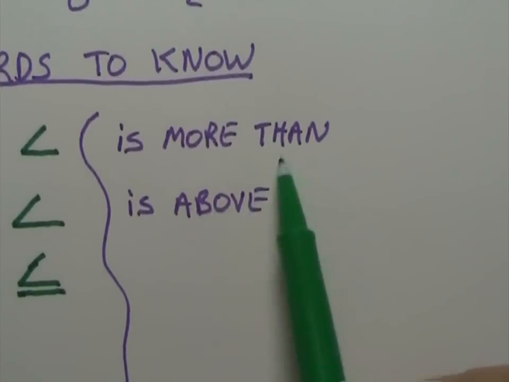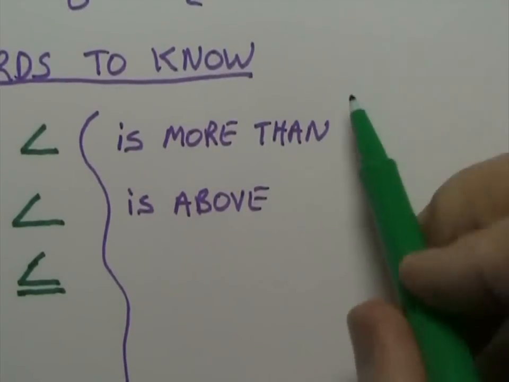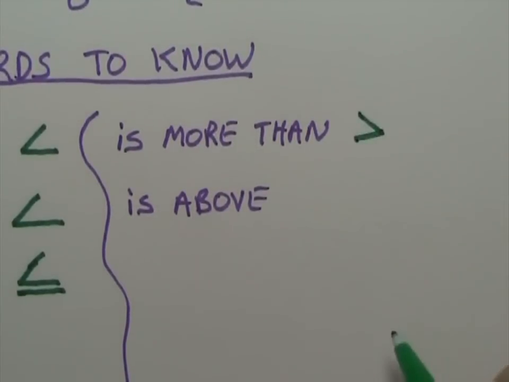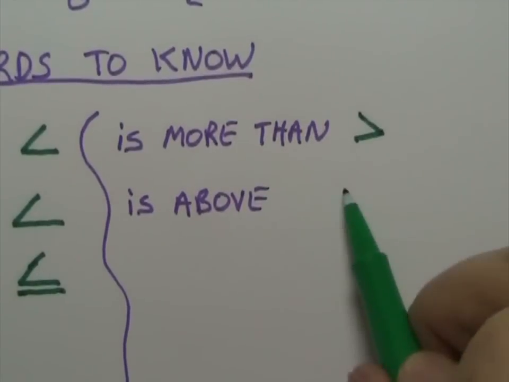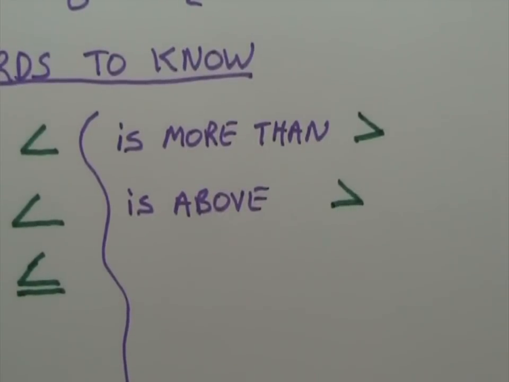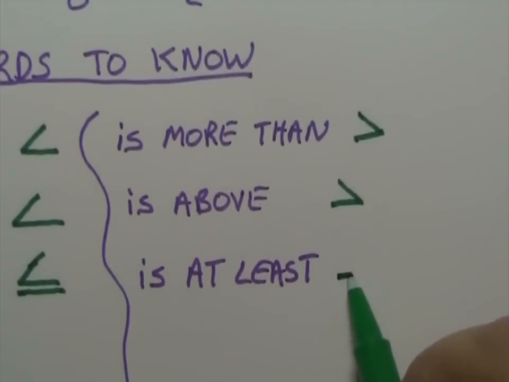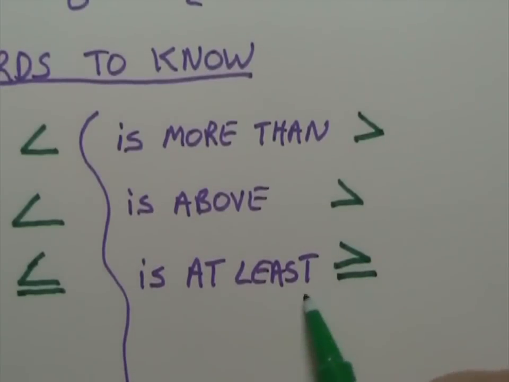All right, is more than would be the greater than symbol. Is above, again, would be a greater than symbol. Is at least. For example, a person is at least 6 feet tall. At least. That means they could be equal to 6 feet tall, or they could be more than 6 feet tall. So it's the greater than or equal symbol that you would use for that phrase.